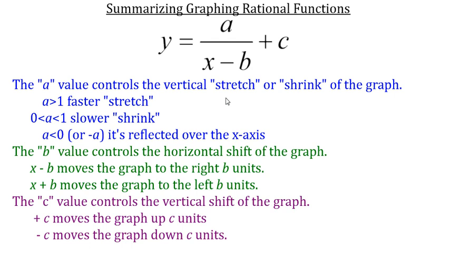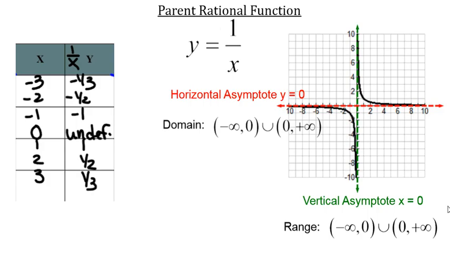The c value is another vertical, or output, change, shifting the graph. So it's going to either move it up or down. If we see plus c, it's going up that many units, minus c going down that many units. So input changes are with the x's, so b, and output changes would be your a and c. Again, the parent function we referenced is 1 over x.